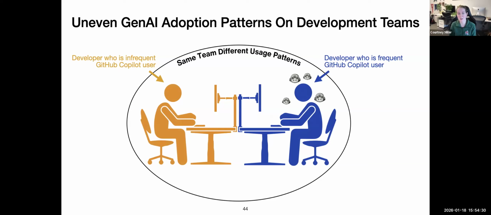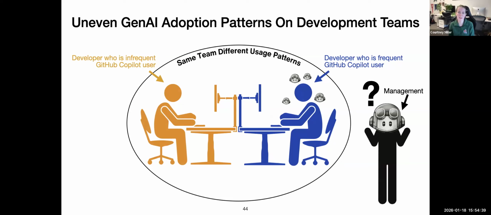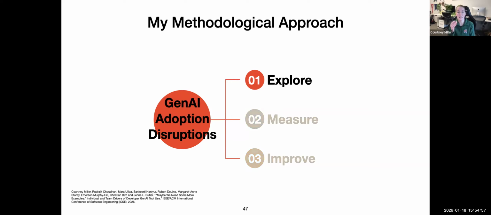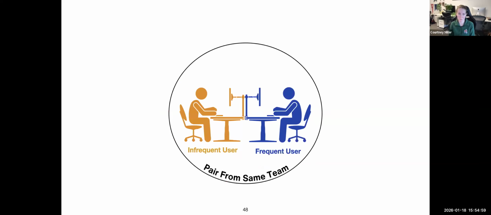However, despite widespread availability, adoption remains uneven even among teams, undercutting expected productivity gains, frustrating management expectations, and casting uncertainty on the future role of developers. Therefore, during my recent internship at Microsoft Research, I led a study exploring why adoption varies among developers in similar contexts. Now, connecting back to my methodological approach, if we map it onto the current disruption of GenAI adoption, we are in the explore stage right now.